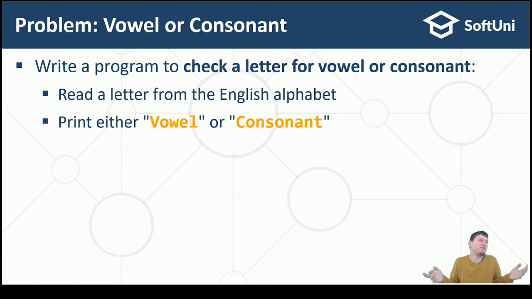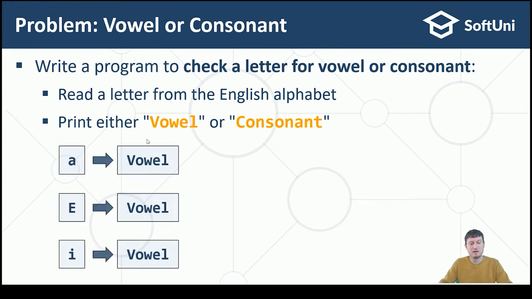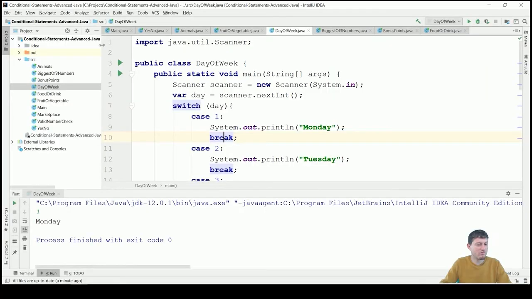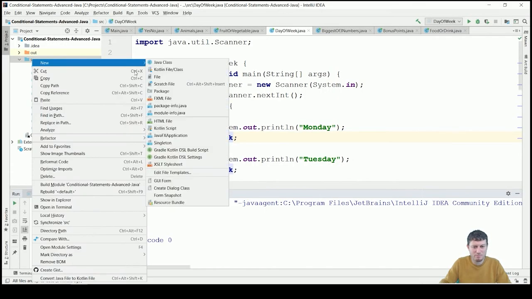Or it might be different, but we assume that if it's not a vowel, it's a consonant. It's unclear what will happen if we enter the dollar sign or space, but we assume the input is correct. So A, E, I are vowels, okay? They can be capitals or small letters. And X, Z, and B are consonants. So this is the problem.